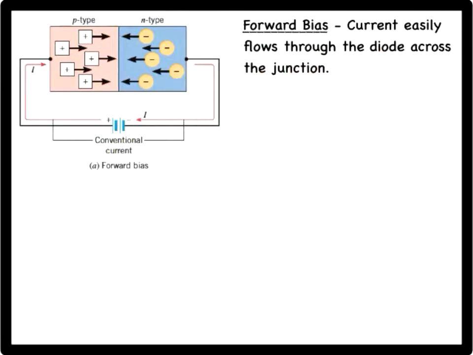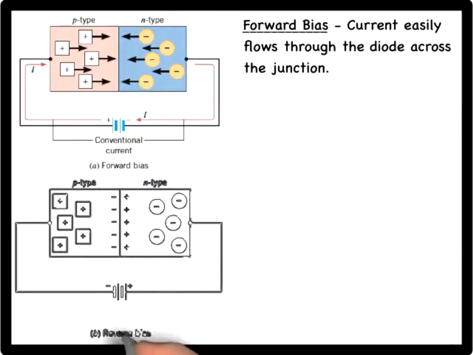The negative terminal of the battery repels the mobile electrons in the n-type material, and they move toward the junction. Likewise, the positive terminal repels the positive holes in the p-type material, and they also move toward the junction. At the junction, the electrons fill the holes, and in the meantime, the negative terminal provides a fresh supply of electrons to the n material, while the positive terminal pulls off electrons from the p material, forming new holes in the process. Consequently, a continual flow of charge and hence a current is maintained.